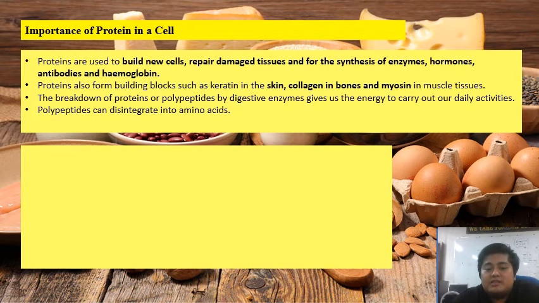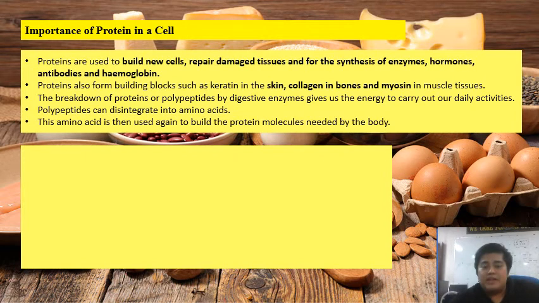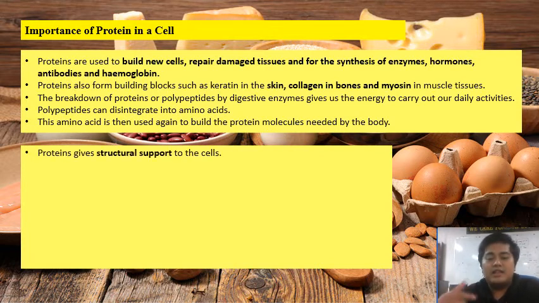So, polypeptides can be disintegrated into amino acid. Dia boleh dipecah-pecahkan untuk jadi amino acid balik. So this amino acid then be used to build up the protein molecule needed by the body. Dengan kata lain, bila contoh badan kita perlukan protein ni, tapi badan kita dah ada protein lain. So apa yang akan buat? Dia akan leraikan balik benda tu dan dia akan form new kind of protein yang badan kita nak.